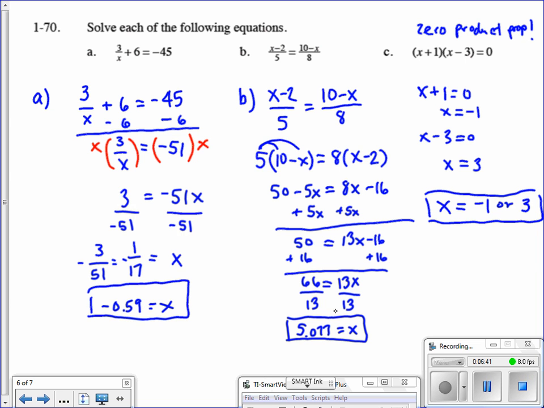That's all three of your answers there. A, negative 0.59. B, about 5.077. And C, x equals negative 1 or 3. And please remember these ones here are approximate because we rounded these values. Go in there and add that in there.